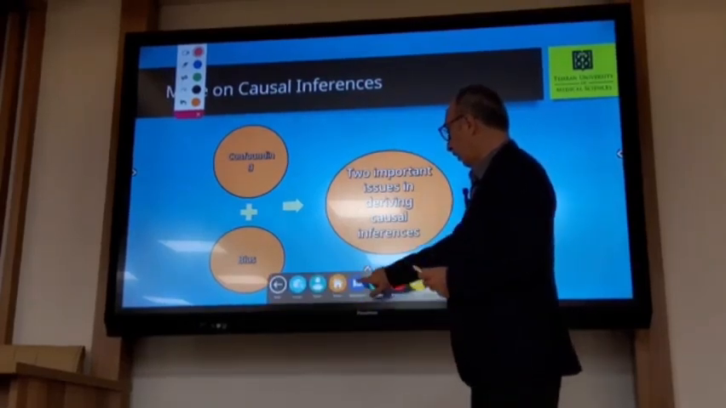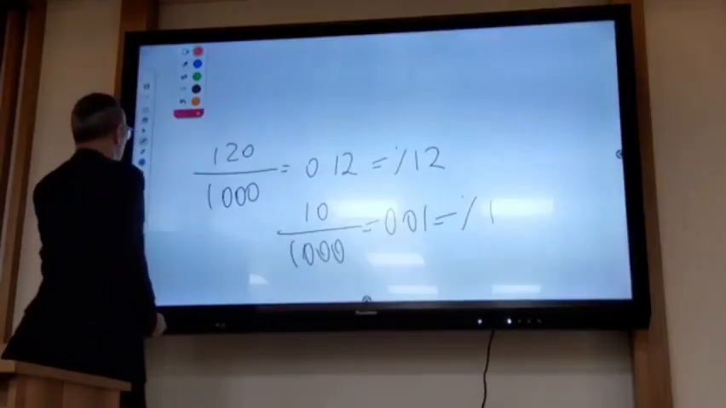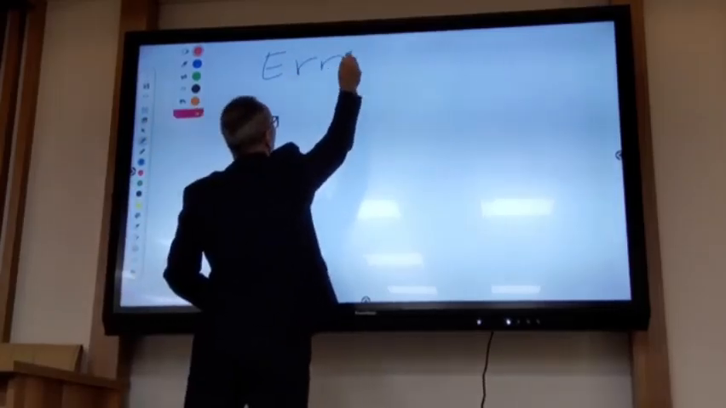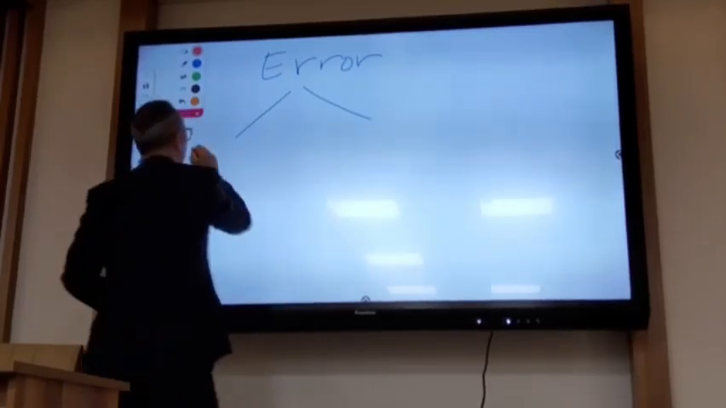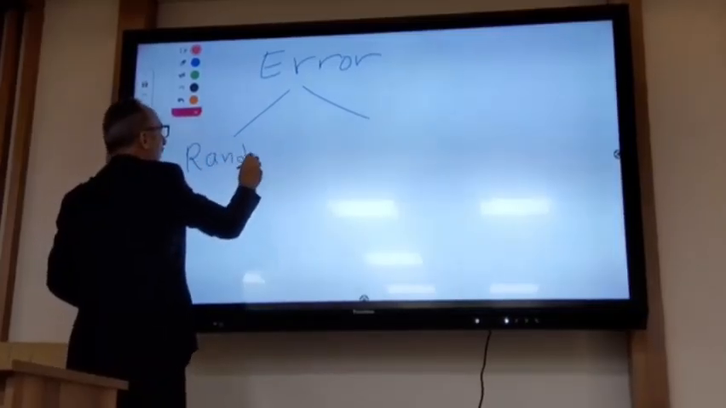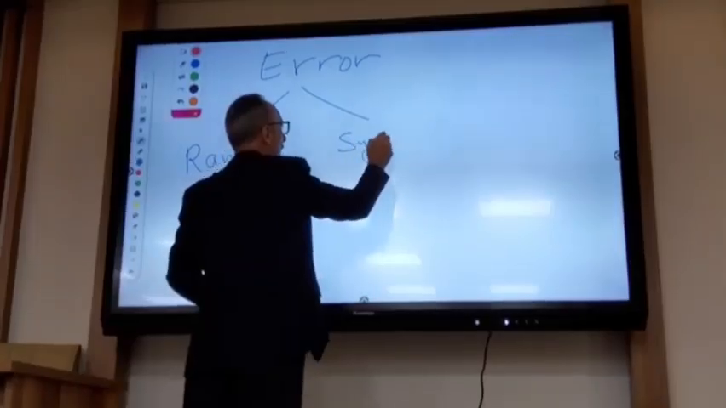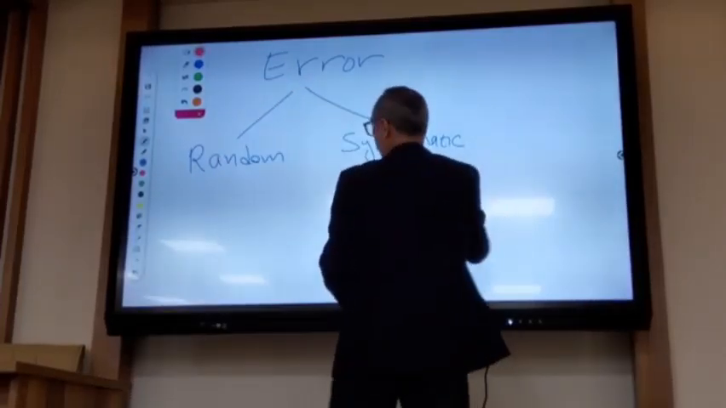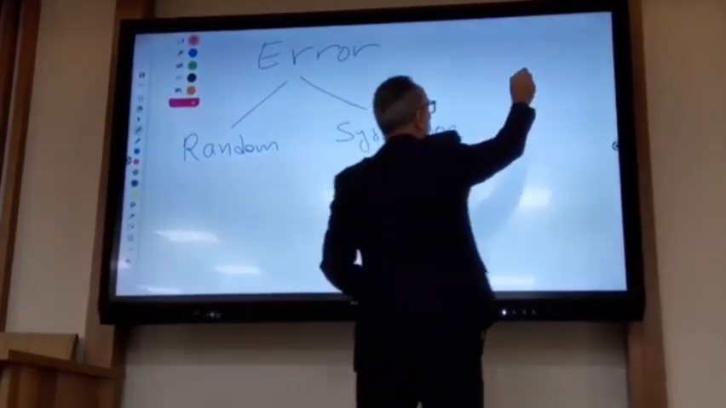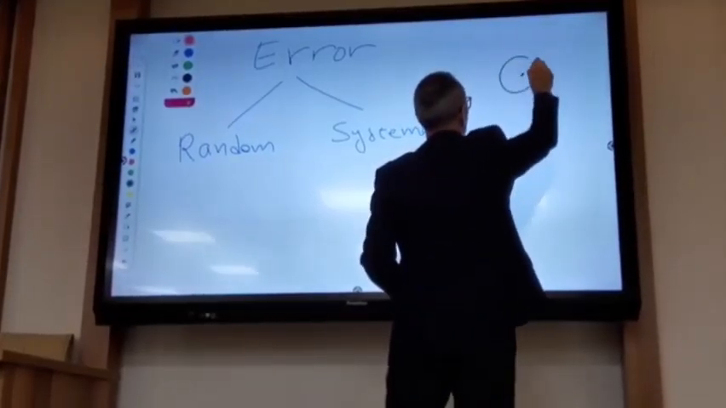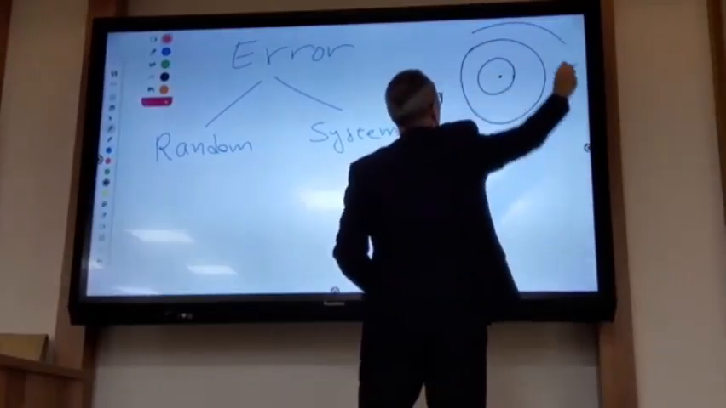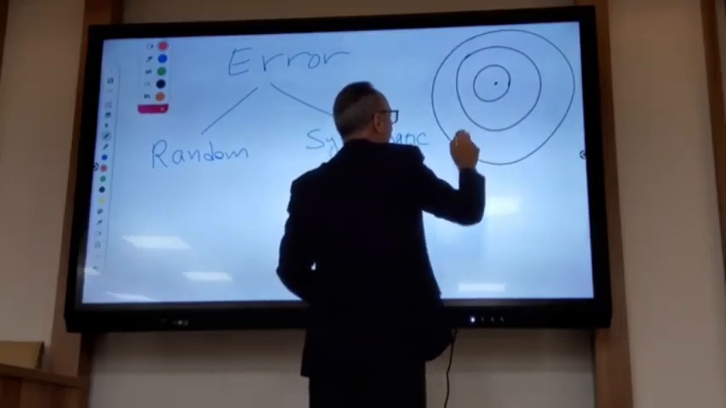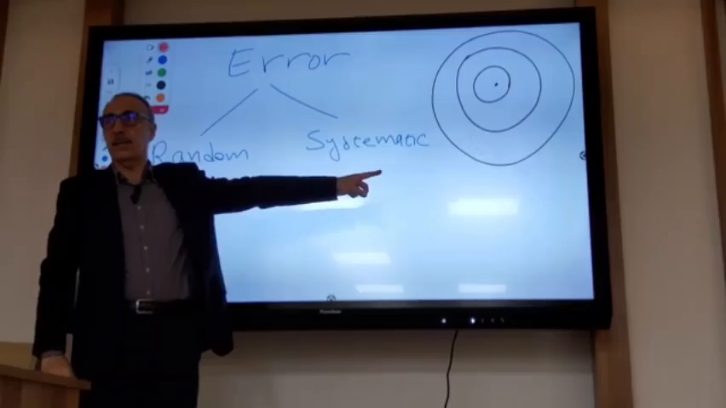Let's talk in another way that we have two types of errors. We can classify error as random error or systematic one. Is this systematic error or random one?